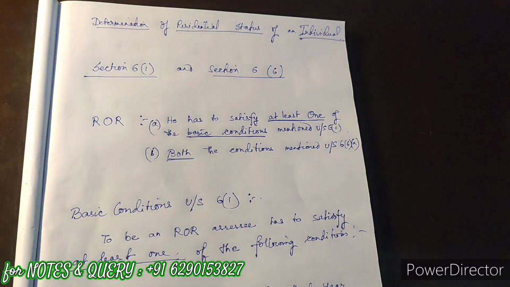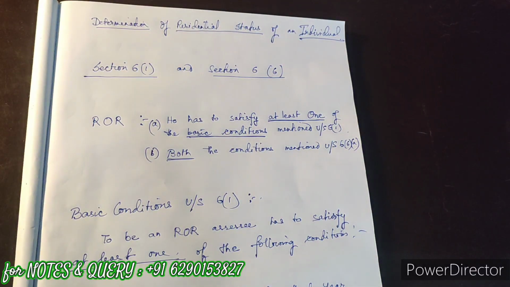And there is one more criterion. He has to satisfy both the conditions mentioned under section 6(6)(a). Okay, so both the conditions of section 6(6)(a) and any one of the conditions of section 6(1), and we will be able to determine the person as an ROR.